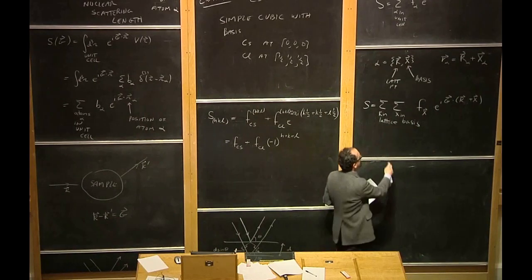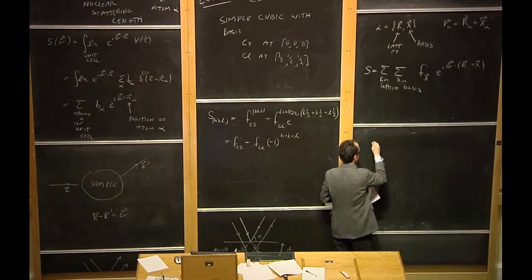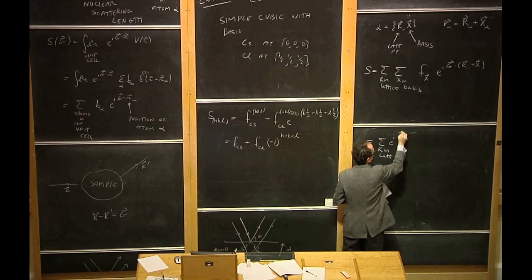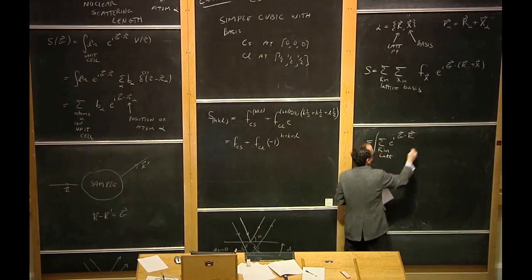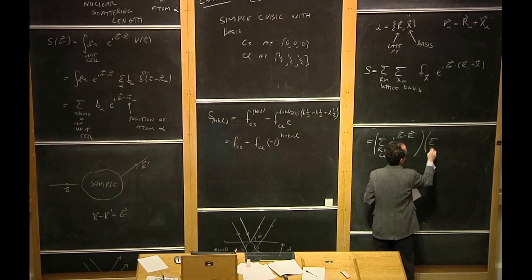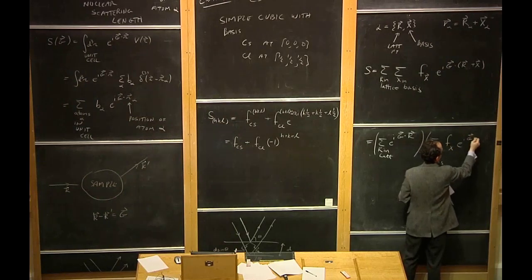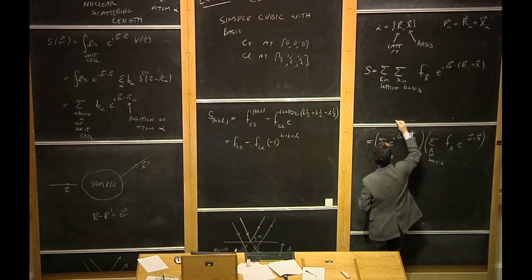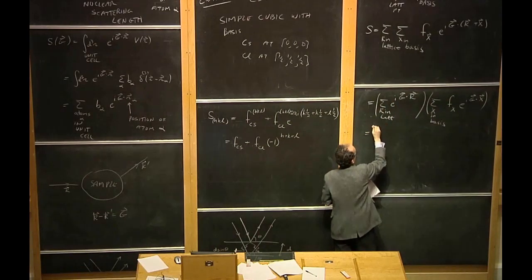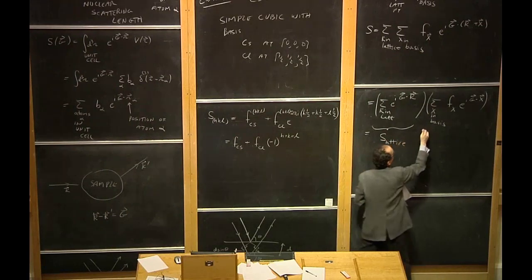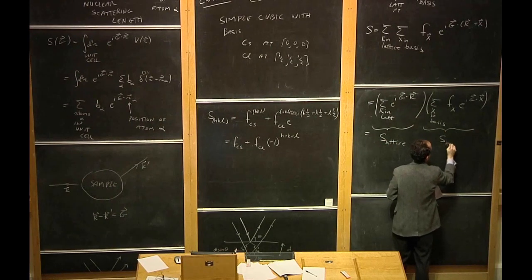Okay? Then we can factor this, write it as equal to the sum over R in the lattice of e to the i g dot R, times the sum over x in the basis of f sub x e to the i g dot x. Okay, so this is what we just calculated above. This is S for the lattice. And this here is S for the basis.